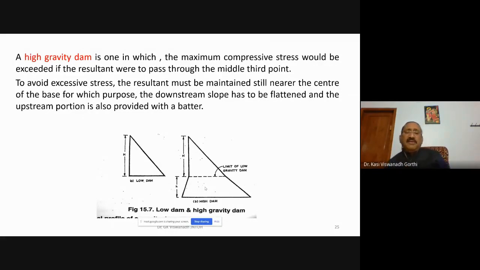So a low gravity dam would be converted into a high gravity dam in a case where the resultant which is passing through this should pass within the middle third. If it is crossing the middle third, you need to increase the base weight by increasing the depth, or by providing upstream slope, or by increasing the slope at the downstream portion. More base weight will be provided, then a low dam becomes a high dam. So this picture gives you a clear change between a low dam and the development of a high dam.